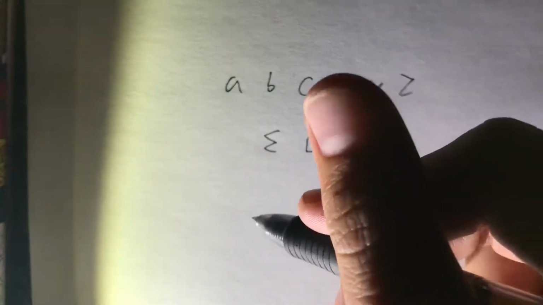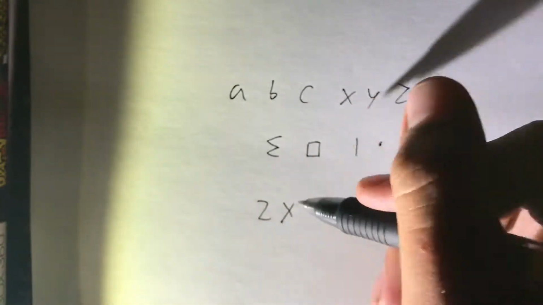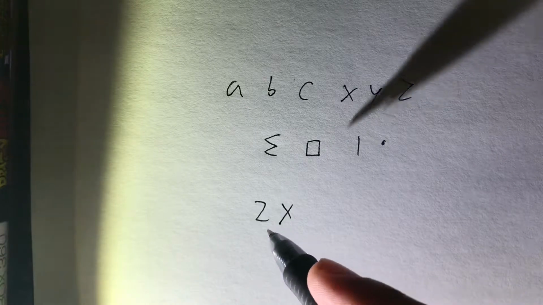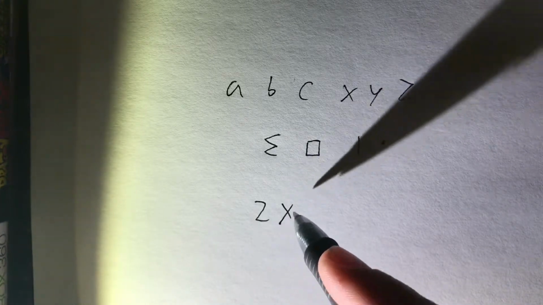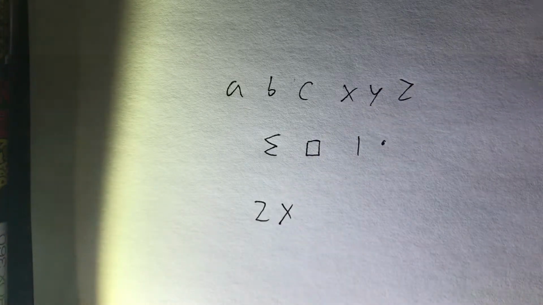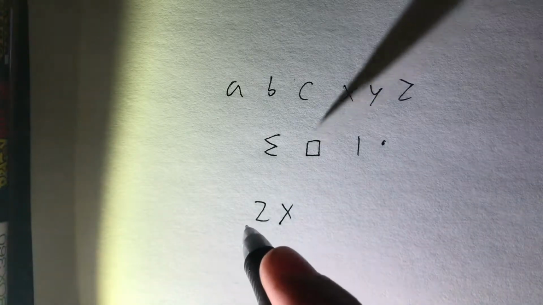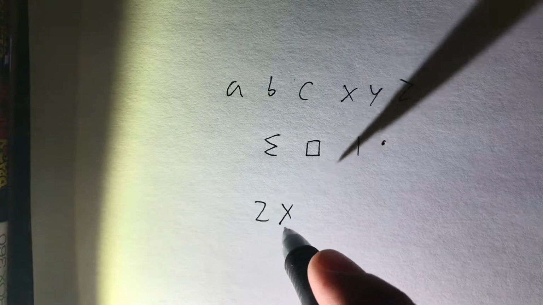So if I gave you 2x, right? We're in math class, we're not reading this as 2x, we're reading this as 2 times variable x, right? So we don't know what x is. So right now, all I can tell you is this expression is 2 times the variable x.